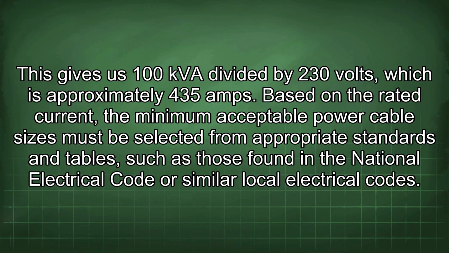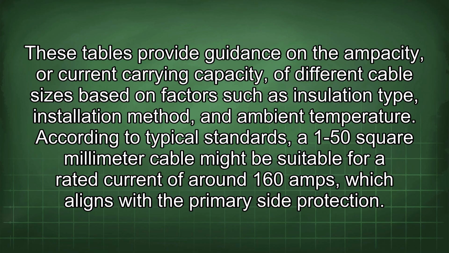Based on the rated current, the minimum acceptable power cable sizes must be selected from appropriate standards and tables, such as those found in the National Electrical Code or similar local electrical code. These tables provide guidance on the ampacity, or current carrying capacity, of different cable sizes based on factors such as insulation type, installation method, and ambient temperature.